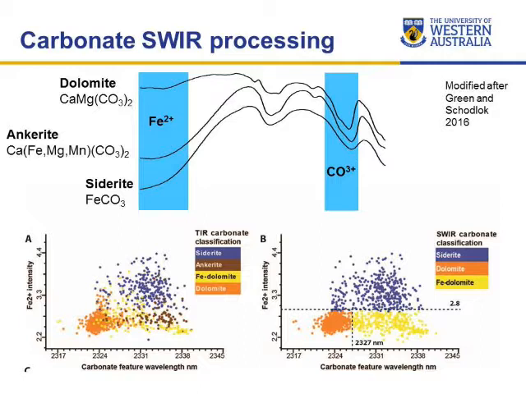Then the thermal infrared classification for carbonates, I use that for training the shortwave infrared spectral processing, which is based on the iron intensity in the very near infrared and the carbonate feature on the SWIR spectra, leading to a somewhat reliable classification for SWIR, which I applied for the Abra deposit spectra.